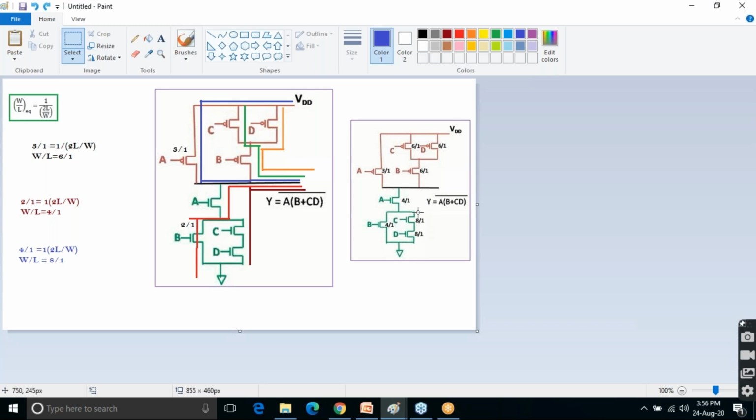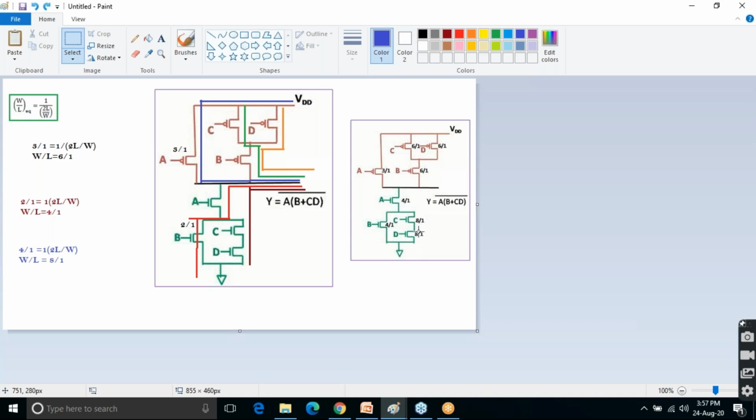So I need to match that with this. How am I getting 4 by 1? Here there are how many transistors? 1, 2, 3. But here there are only 2 transistors. So what you need to do? My equivalent transistor sizing is 4 by 1, so here I have written 4 by 1. I have solved this equation, and I'm getting a W by L of 8 by 1. That way you are getting this.